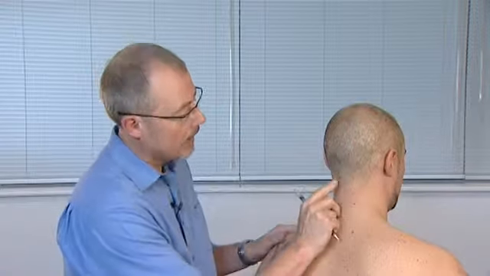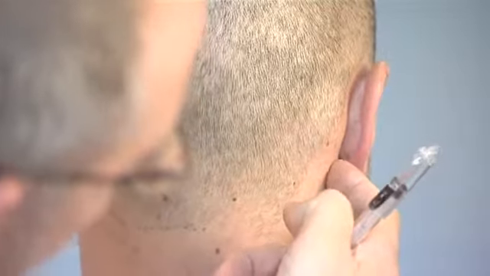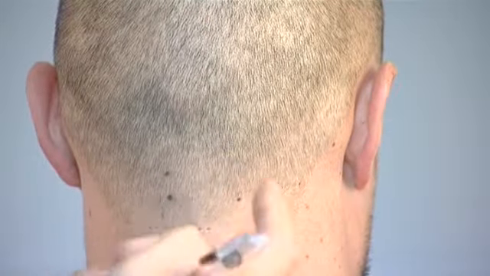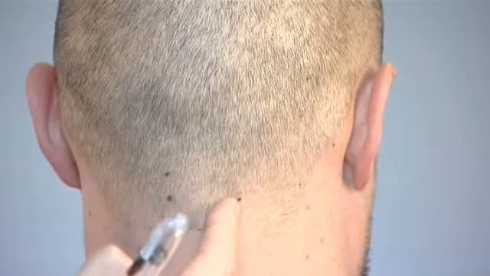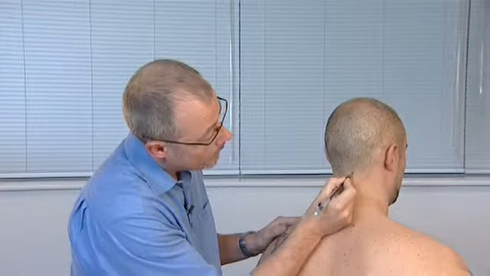Bladder 10 is located 1.3 sun lateral to Du15. It's 4.5 sun from Du15 to the mastoid process. So divide this area into 3 and just come a little closer to the posterior midline. You'll be on the lateral edge of the trapezius muscle.